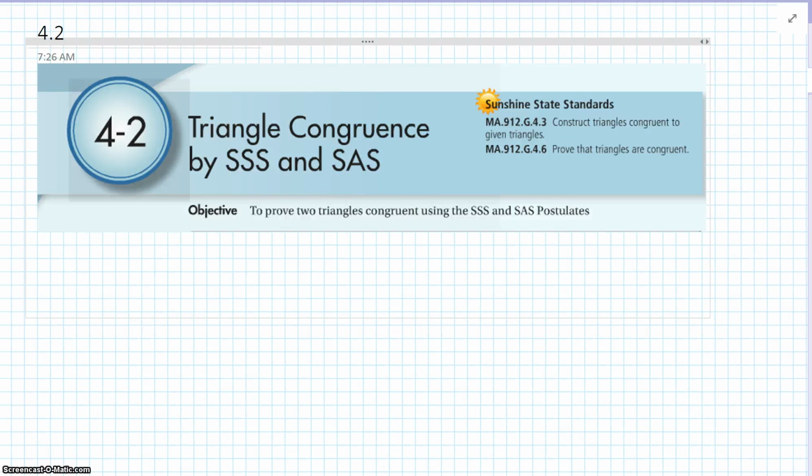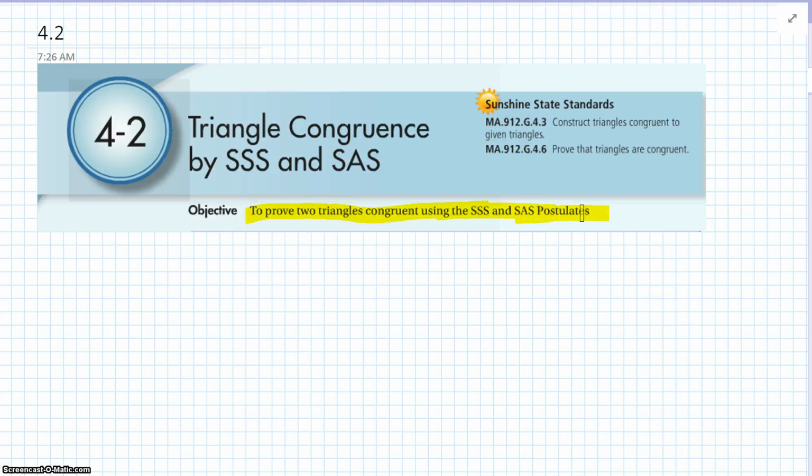Geometry, Chapter 4, Section 2. Triangle congruence by SSS and SAS. The objective is to prove two triangles are congruent by using SSS, or side, side, side, and SAS, side, angle, side postulates.